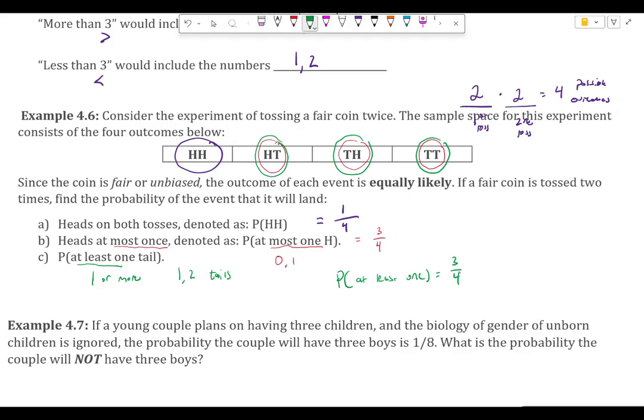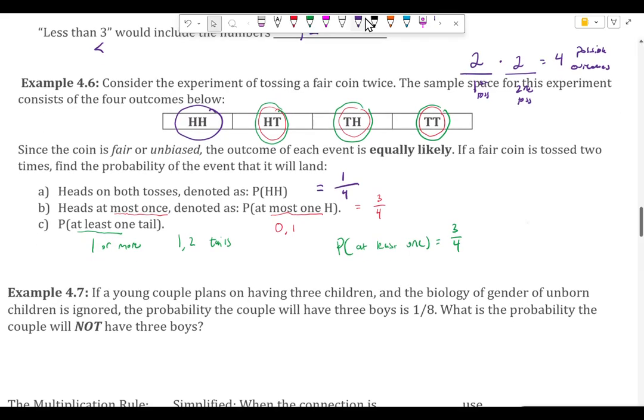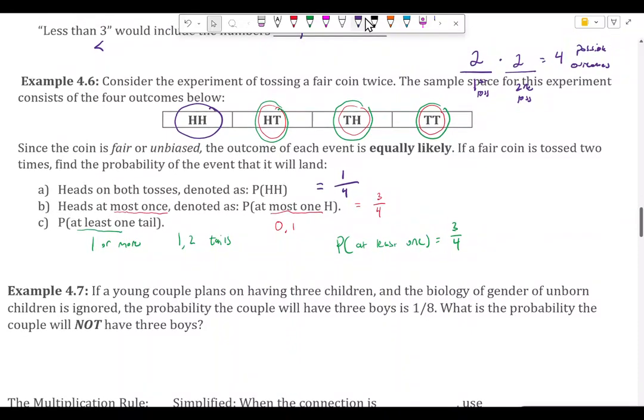In example 4.7, it says if a young couple plans on having 3 children and the biology of gender of unborn children is ignored, the probability the couple will have 3 boys is 1 out of 8. This is very similar to the kitten example in the first video that I made, where we are looking for the outcomes of 3 unborn kittens. We want to know what their genders would be, and we made a sample space and a tree diagram. We talked about that at length. So the probability that they will have 3 boys is 1 out of 8.